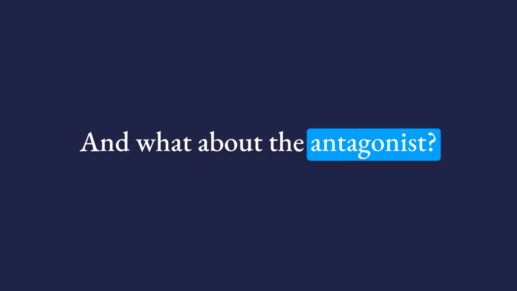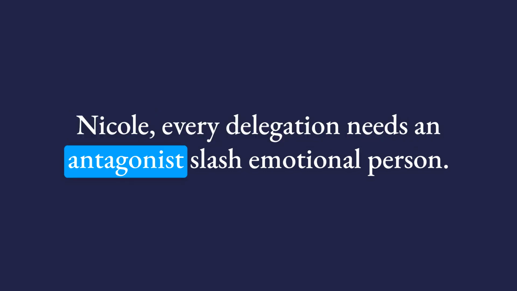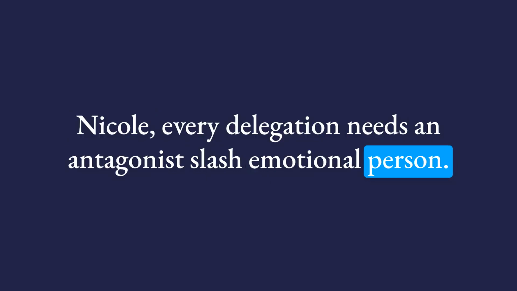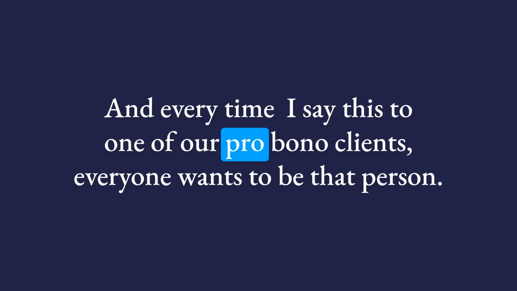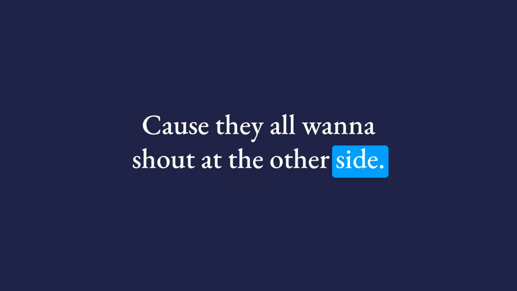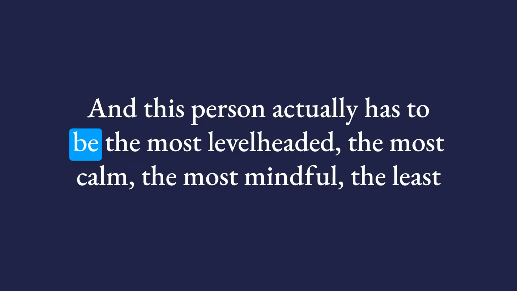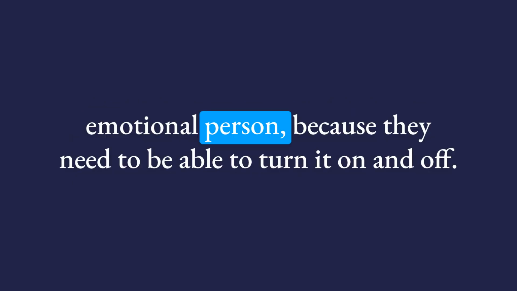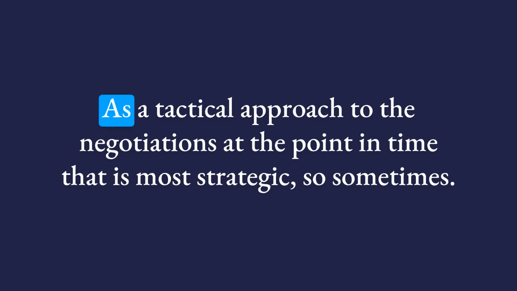And what about the antagonist? Nicole, every delegation needs an antagonist/emotional person. And every time I say this to one of our pro bono clients, everyone wants to be that person. They all want to shout at the other side. And this person actually has to be the most level-headed, the most calm, the most mindful, the least emotional person, because they need to be able to turn it on and off as a tactical approach to the negotiations at the point in time that is most strategic.